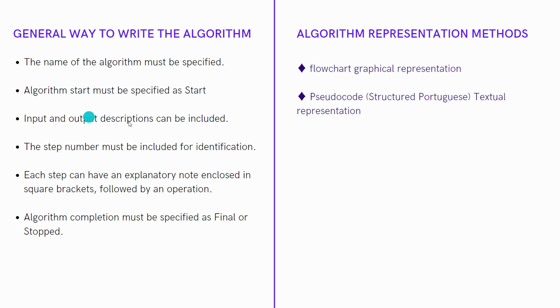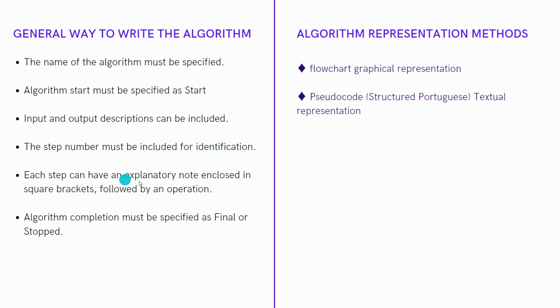Input and output descriptions can be included. You have to include input and output descriptions. Input you can give or you cannot give, but output is mandatory, to get the desired output from the algorithm that you have written. And the step number must be included for identification. Like step 1, step 2, step 3, you can write like that, or you can just use 1 to 3. It will be easy for you to understand each and every step.